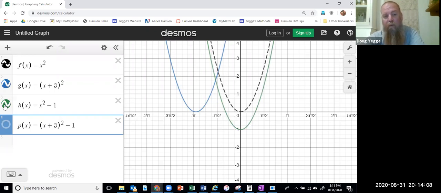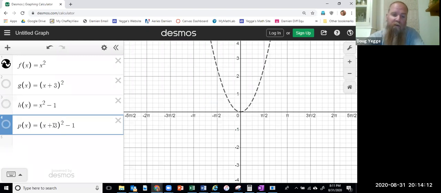So if we were to put both of those together into one, if I ever see a horizontal shift and a vertical shift at the same time, that means that we're going to shift left and down, which is why this is the final result.